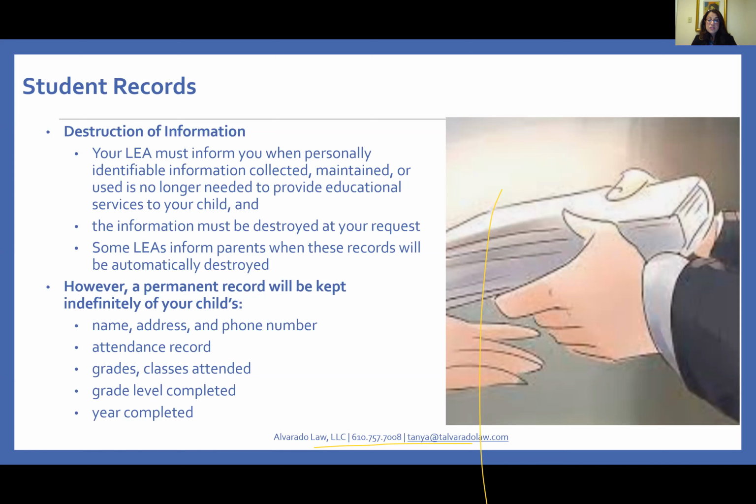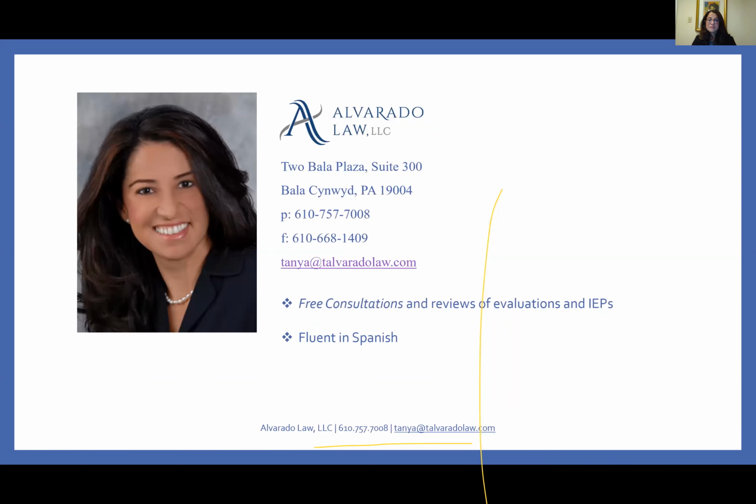There's some information that will be kept permanently in your child's records. So, 10 years later, if you need your child's grades, transcripts, attendance records, things like that, these are the types of things that school districts can keep indefinitely. And that's it.